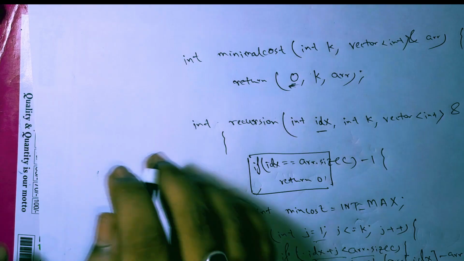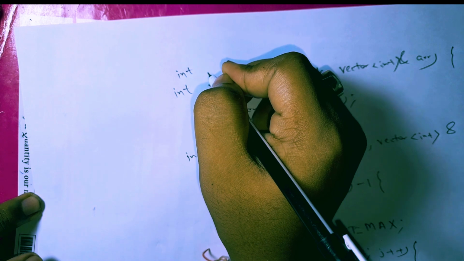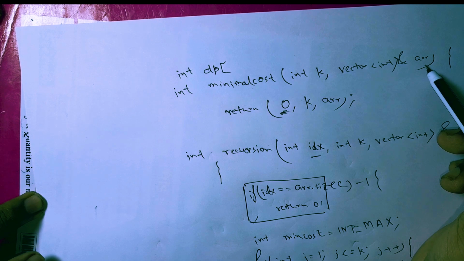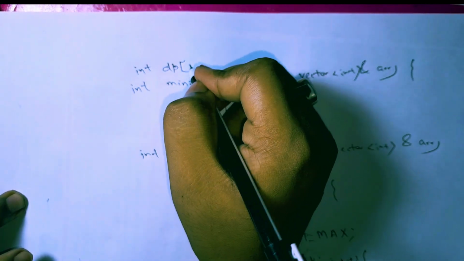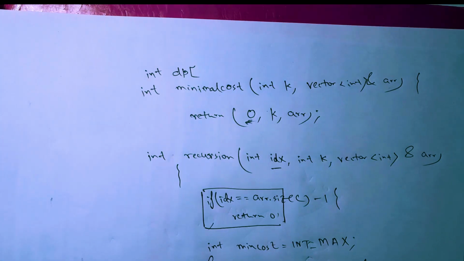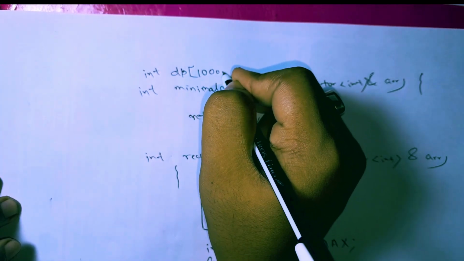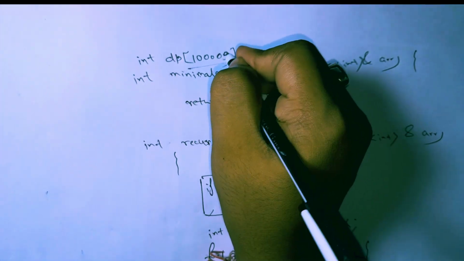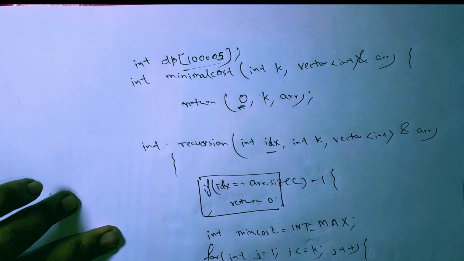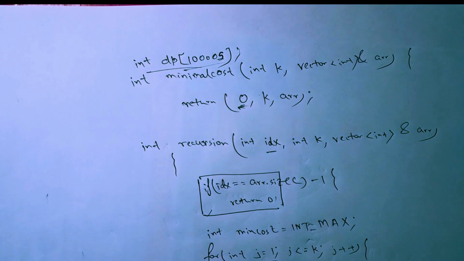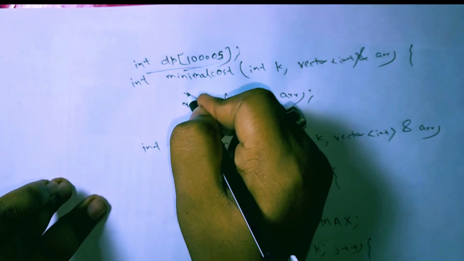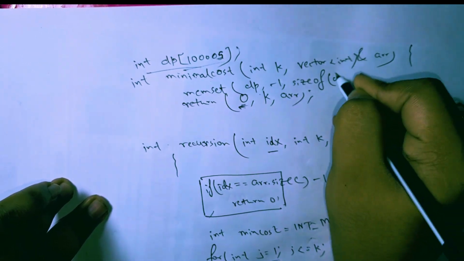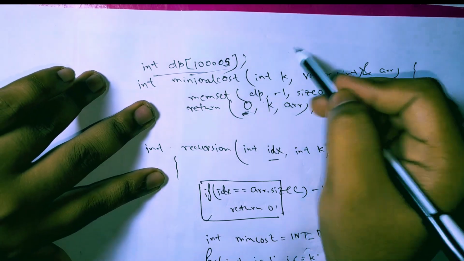Okay, so I am declaring a global DP here, int DP, because if it is not global, then for each function I have to declare the DP also. My constant said 10 to the power 4, so this will be my DP size. For the safe side I will do 5. Now I have to initialize the DP with -1, so I will do memset of DP, -1, sizeof DP. So all the values of my DP will be -1.